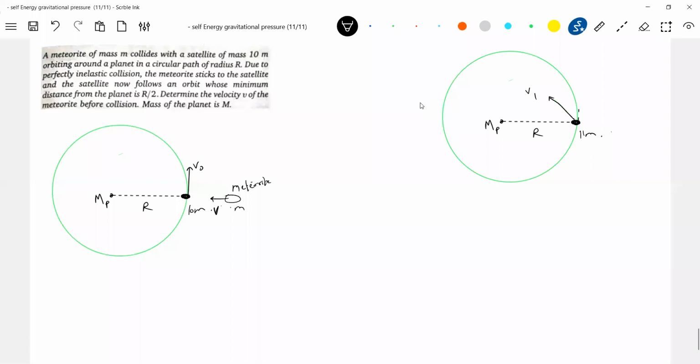Because you applied conservation of linear momentum, with respect to that it will make an angle theta. Then how will it move? It's going to move in an elliptical orbit.